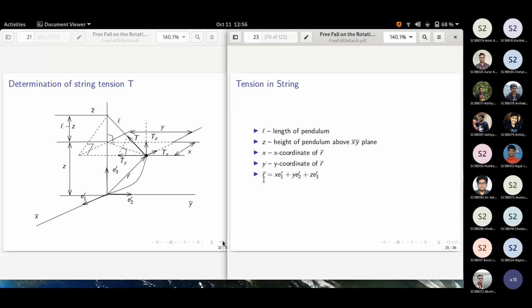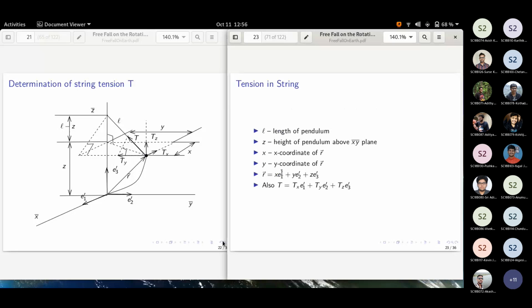Then the position vector is given by r. The position of the mass point is given by x times e1 dash plus y times e2 dash plus z times e3 dash. So far, it's just the basic definitions. And similarly, the tension also has these expressions: Tx e1 dash, Ty e2 dash plus Tz e3 dash.